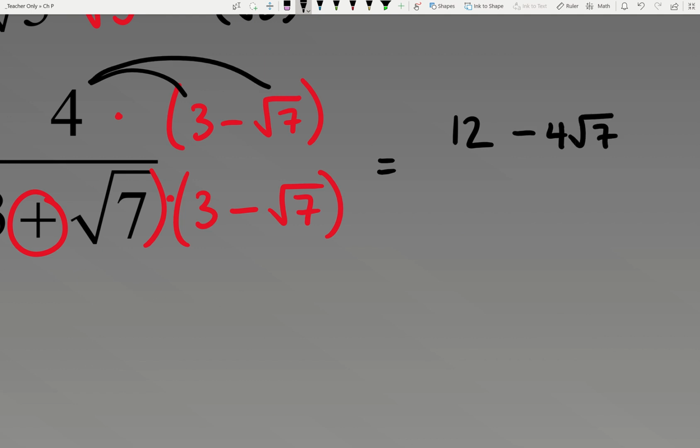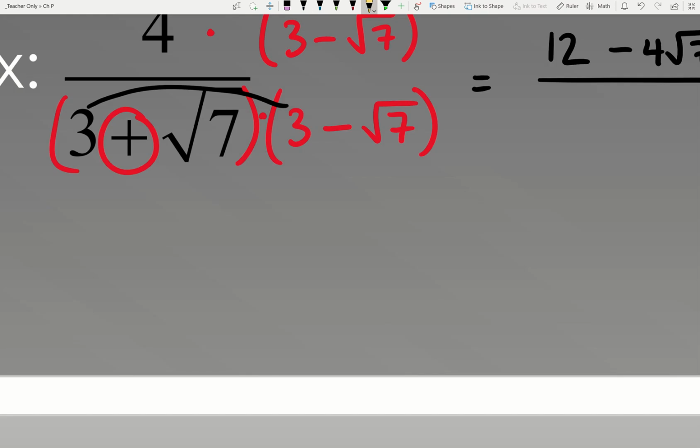And then down here at the bottom, these are going to be things that you're going to have to FOIL out, okay? So we have the FOIL. Okay, so this is whenever you multiply two binomials. You've got your first term times your first term. And so here for us, that's going to be a 3 times a 3. And that, of course, is going to make a 9. So we're going to write that.